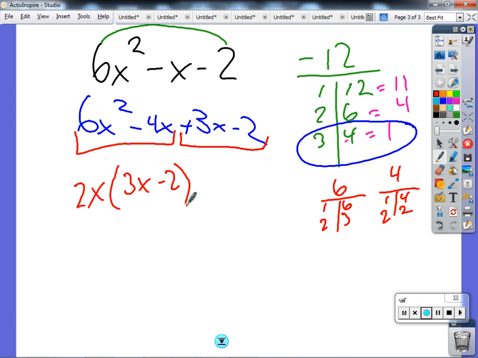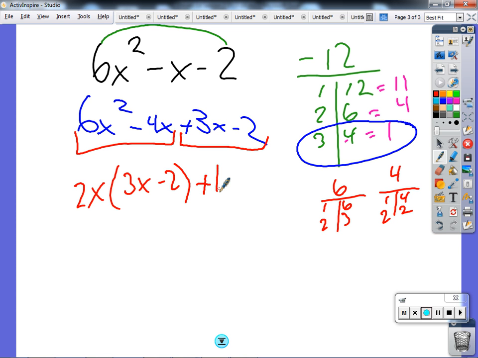Okay, now, ladies and gentlemen, what does 3X and 2 have in common? They only have a 1, don't they? Because what's in 3? 1 and 3. What's in 2? 1 and 2, right? Do they have any number higher than 1? No, so I pull out a positive 1.